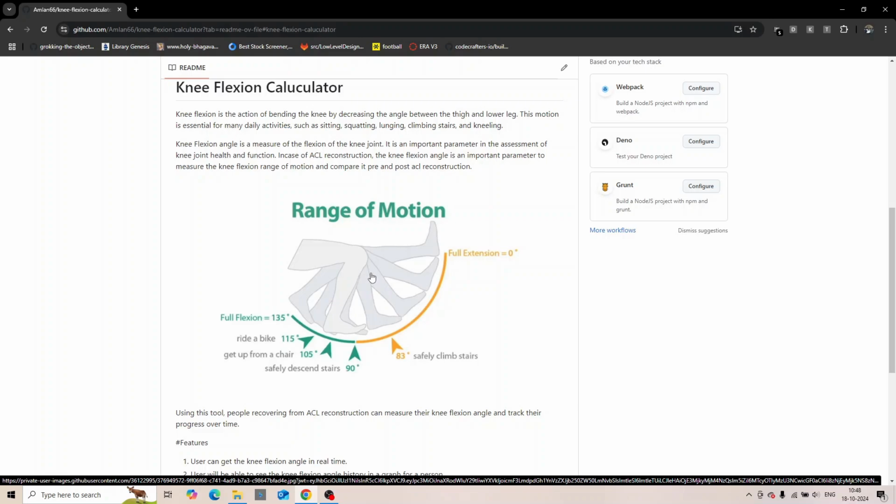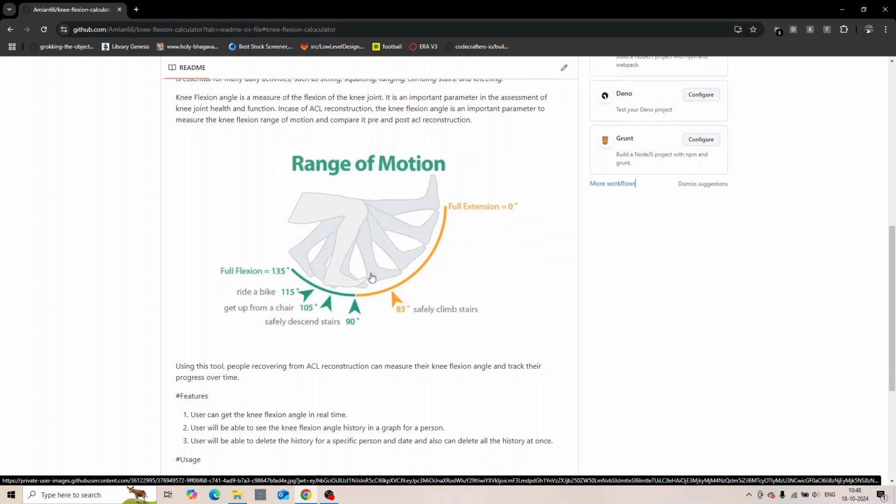So why did I need to build this tool? Because I had to undergo my ACL reconstruction surgery 6 weeks back, and I didn't have a place where I can put up my images and calculate my knee flexion angle and check how much I'm able to achieve over weeks. It was kind of a guesswork, and I tried to put this up so that I can track my progress over months or weeks and see how much I have improved.